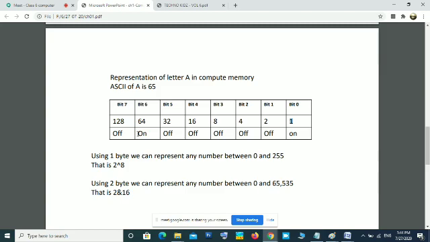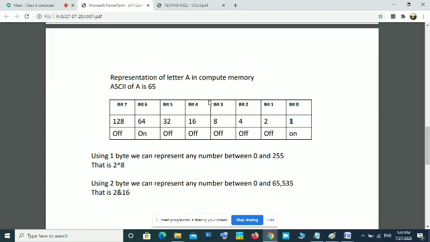So these 2 bits it will turn on. 64 will be on, 1 also will be on. All other switches will be off. Now inside the computer this value is set: 64 plus 1, 65 is set. This is how the data is stored inside your computer. Numbers are also stored like that.